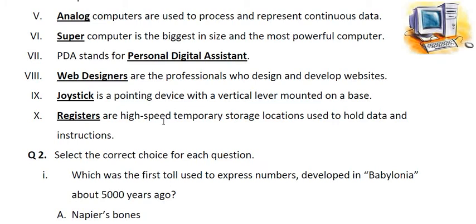10th fill in the blank is registers are the high-speed temporary storage locations used to hold data and instructions. So these are the memory units, and most of the time they are part of the microprocessor, and these are the fastest memory location which stores instructions on temporary basis for processing, and they are also the primary memory. So registers are the high-speed temporary storage locations used to hold data and instructions.